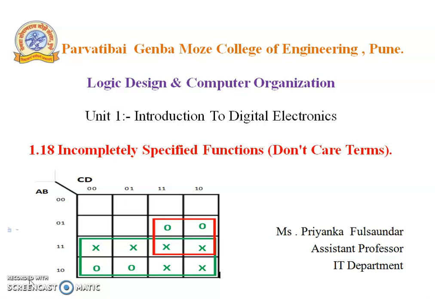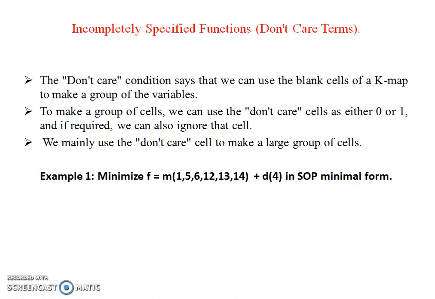In my previous video, we discussed minimization of sum of product using 4 variables with the help of K-map. In this video, we discuss incompletely specified functions. It's nothing but don't care terms. So we will discuss one by one. First, we discuss what is a don't care condition.